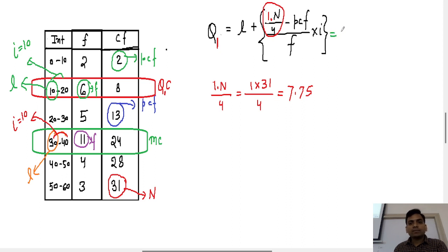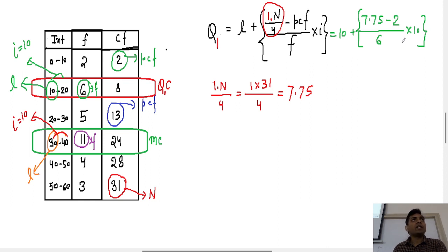L is what? 10. Plus 1n upon 4, that is 7.75. Minus PCF. PCF is 2. And frequency is what? 6. And this term is multiplied by I, which is equal to 10. So this is equal to 5.75 into 10, which is 57.5, divided by 6. How much? Please calculate.